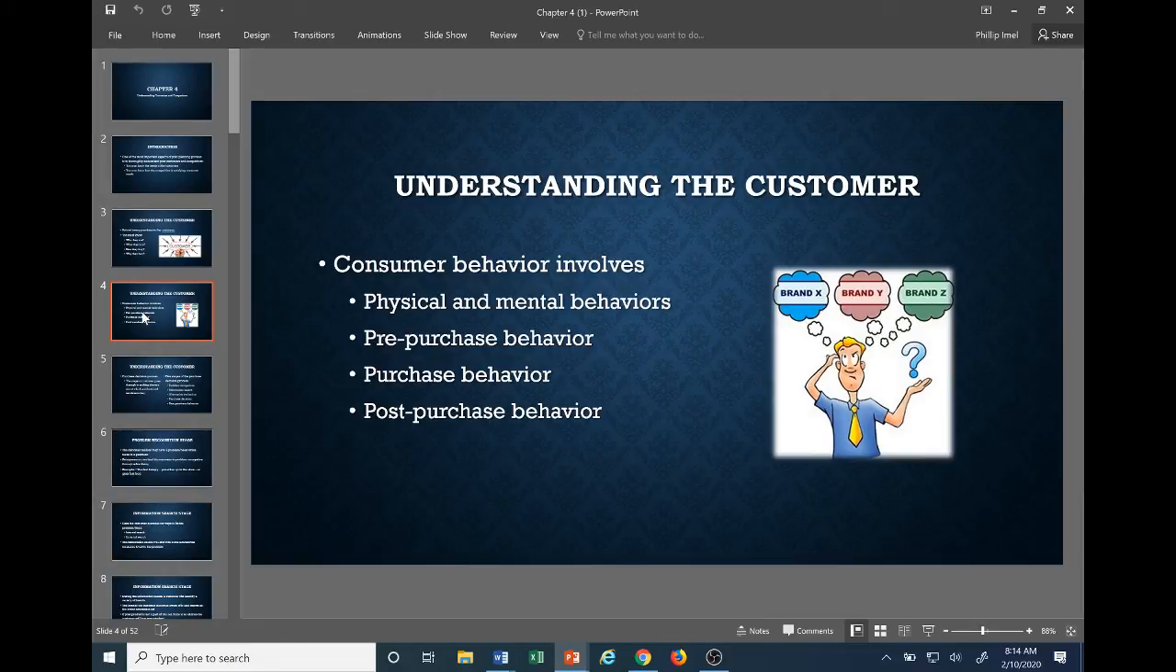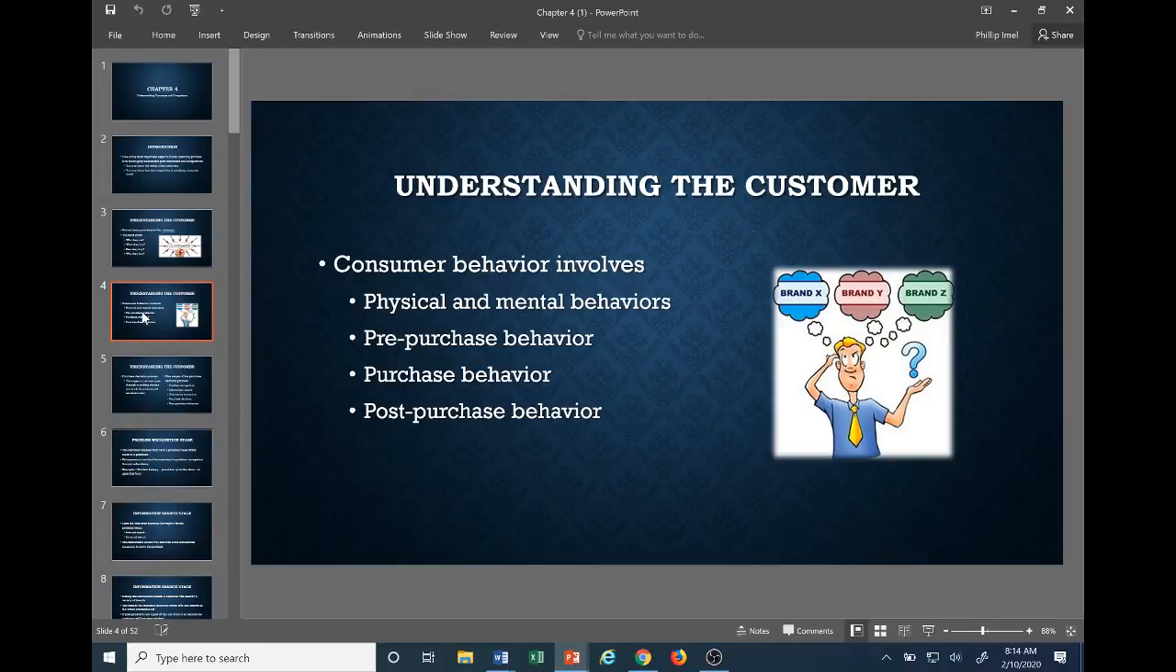Is this what other people are going to think of me? Just your mental perception of it. Pre-purchase behavior can tie in with your physical and mental behaviors, kind of just looking around to see what type of brands are out there. Purchase behavior, obviously, is picking out something that you ultimately want and just buying it.